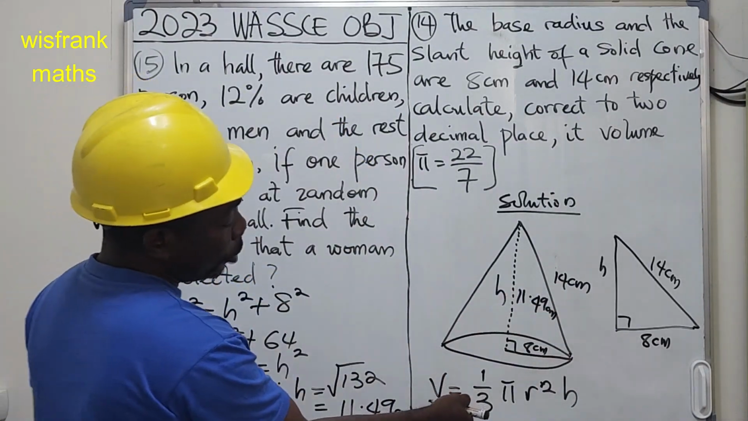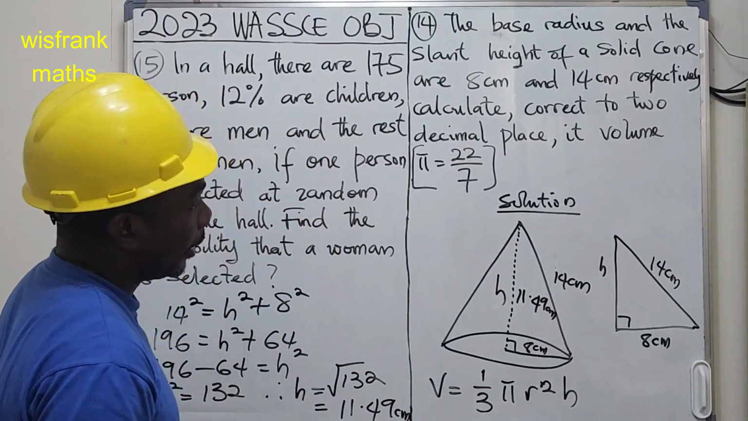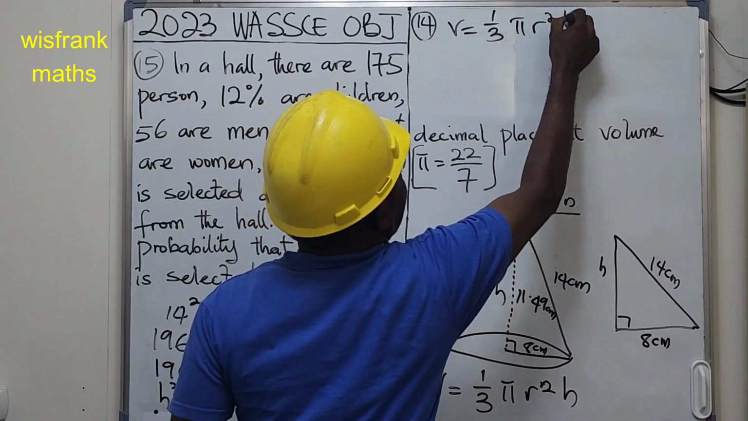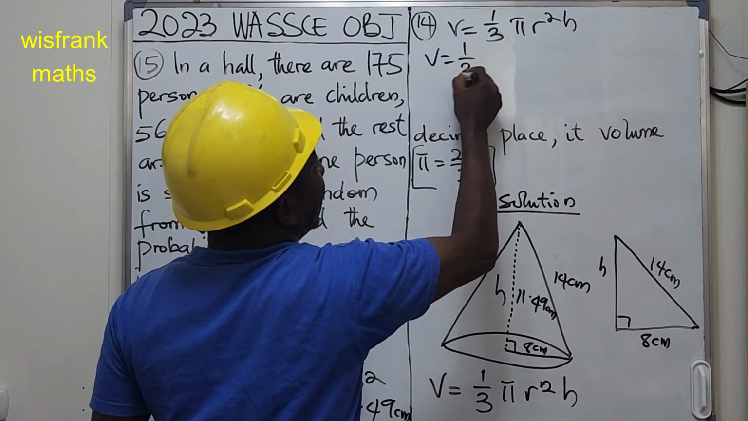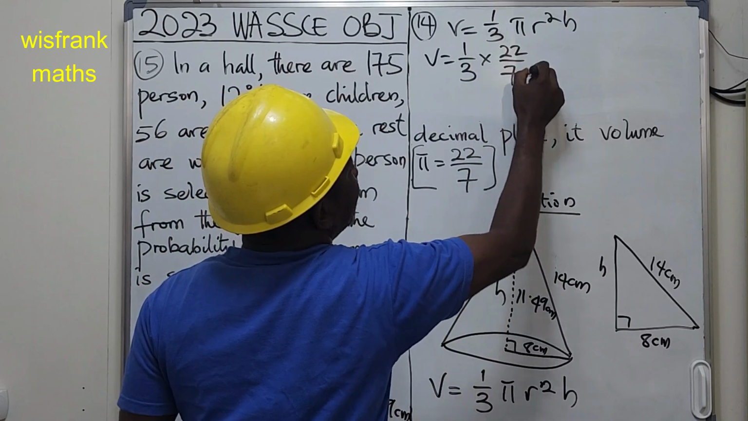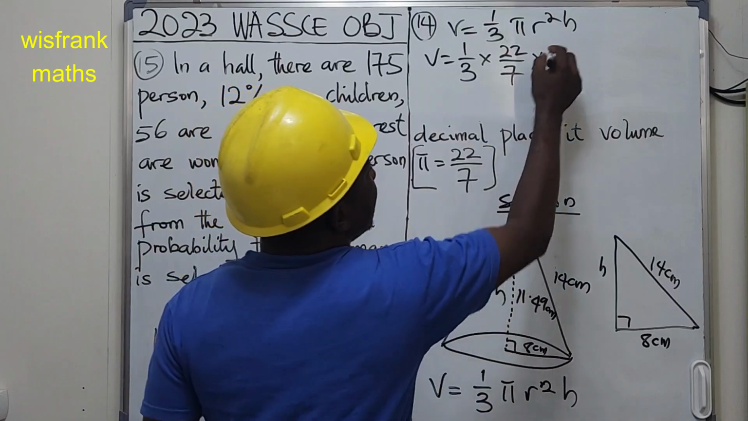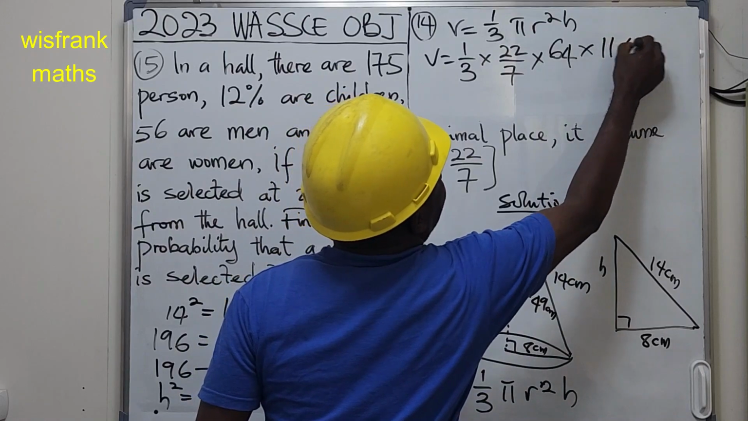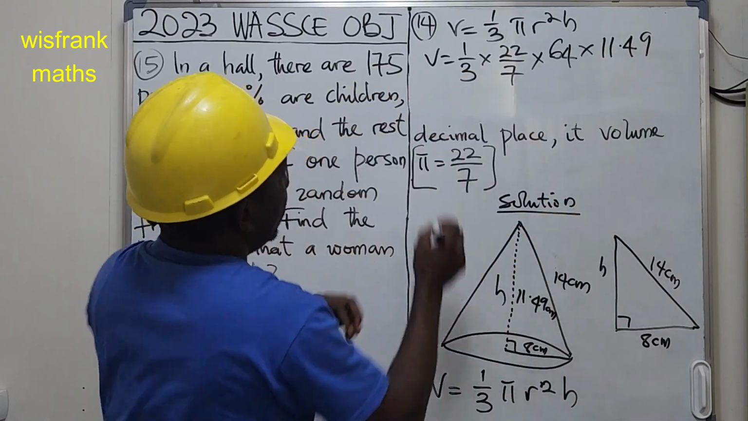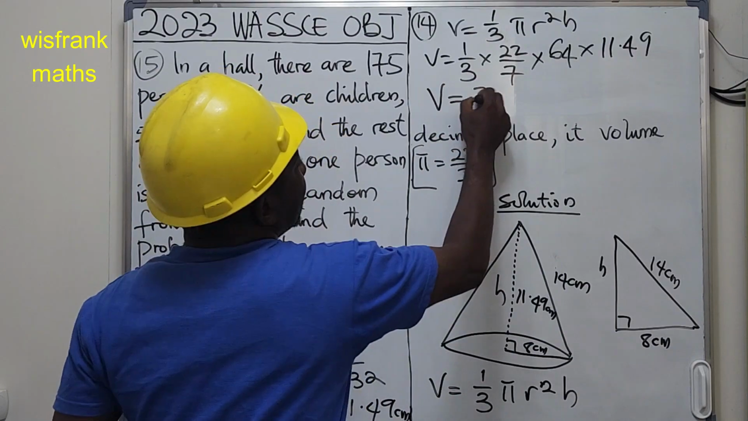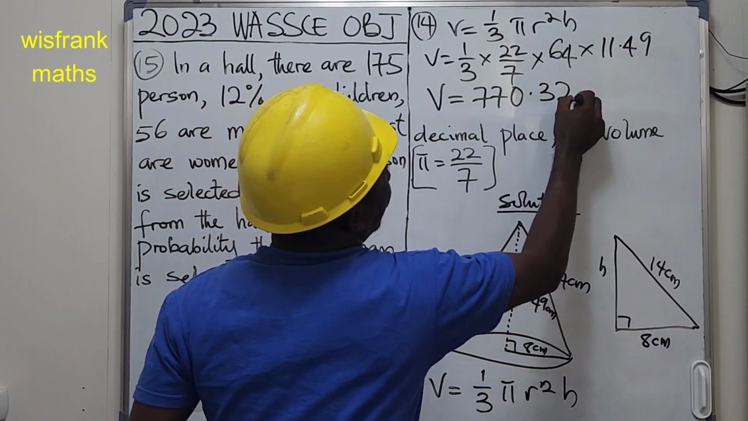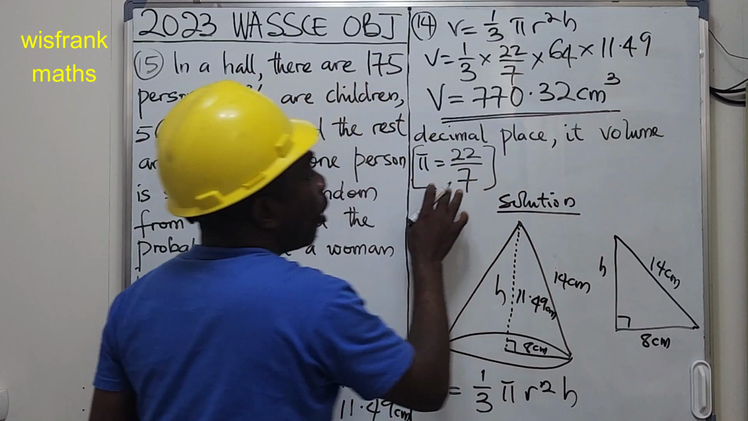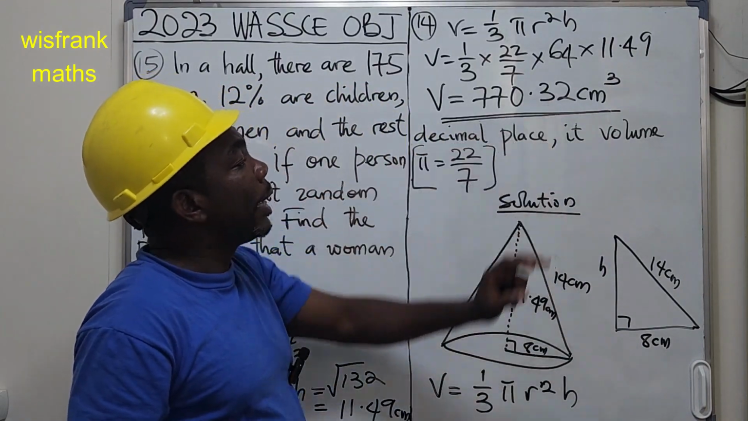So we can now substitute that into the formula, V equals 1 over 3 pi r squared h. V equals 1 over 3 times 22 over 7 times r squared, which is 8 cm, so r squared is 64, times the height, which is 11.49. If we calculate all this, we have V equals 770.32 cm cubed. So this is the volume of the cone corrected to two decimal places.